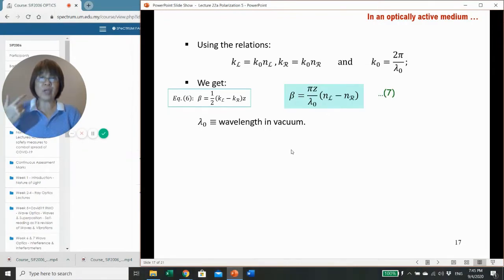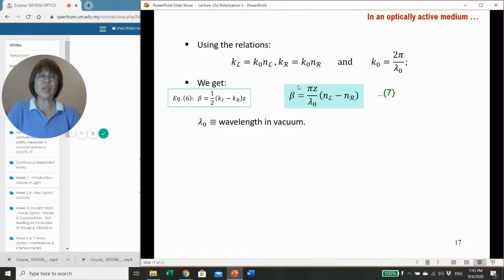So then equation 6 becomes, substituting for KR, we write 2 pi NL over lambda 0. Then we have NL minus NR. Now the 2s cancel, leaving a pi there. Z is still there, and we have a lambda 0 in the denominator.